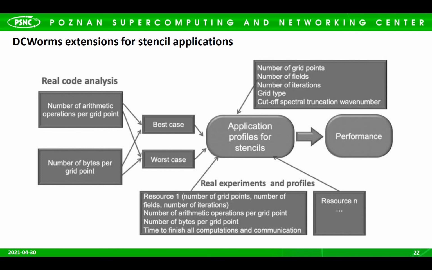It gets a bit more complicated when application profiling data is entered. Then each combination consists of the following parameters: a number of grid cells and a number of time steps. In the next step, it is possible in DC Worms, with a pair of frequency and number of allocated cores, to characterize the following application parameters: a number of arithmetic operations per grid point, number of bytes per grid point, and time to finish all the computation and communication routines. Each Stencil computation pattern keeps information about the frequency and the number of allocated cores for which DC Worms should perform simulations.